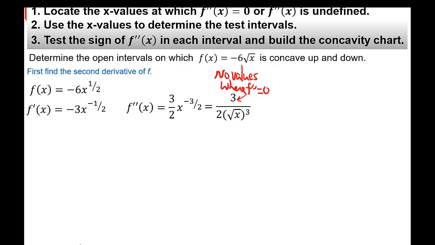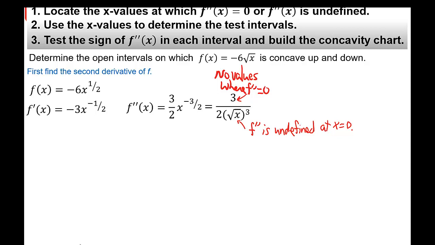The only way a fraction can be equal to 0 is for its numerator to be 0. Well, 3 is just 3. It's never going to be 0. So there aren't any values where the second derivative is 0, but because that square root dropped into the denominator, there is going to be a value where the second derivative is undefined, and that's at 0. If you try to plug 0 into the second derivative, you get an undefined value.